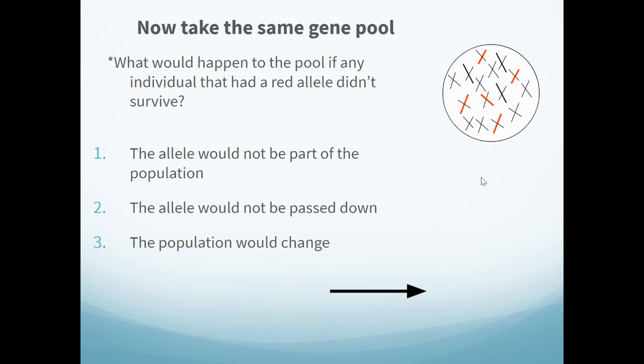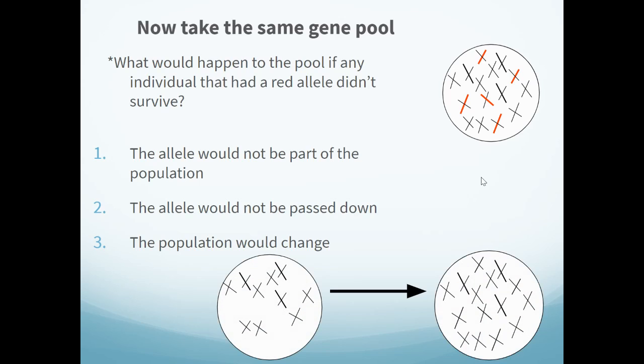Now, if we take that same gene pool, right, what would happen if any of those individuals that had that red allele did not survive, right? The allele would then not be a part of the population, the allele would not be passed down, and eventually that population would change. And we can see over time it's going to be only those darker colored alleles that are the ones that are surviving and reproducing. And so in the end, we can see that that population is going to be then more of those darker alleles versus the red and the dark alleles.